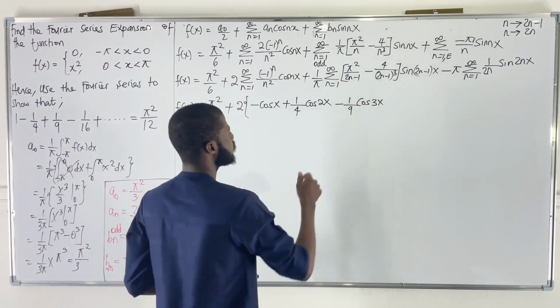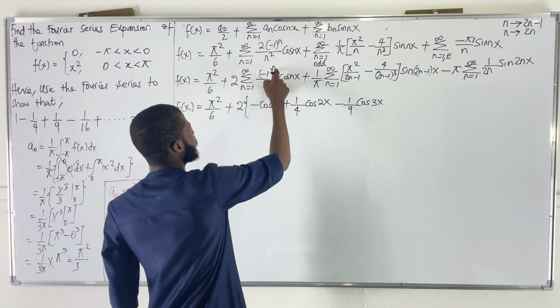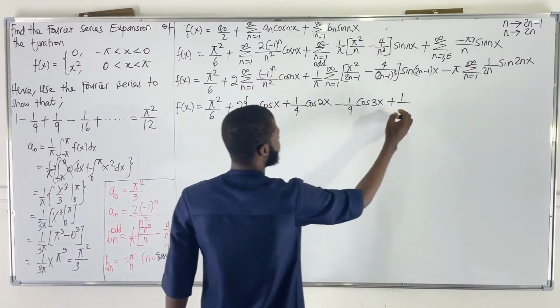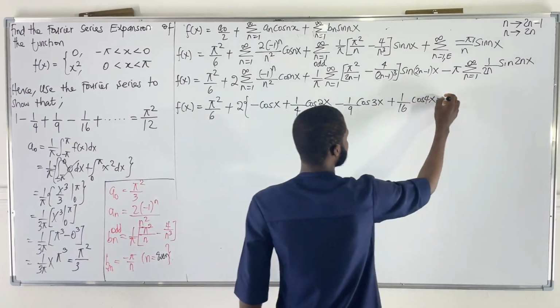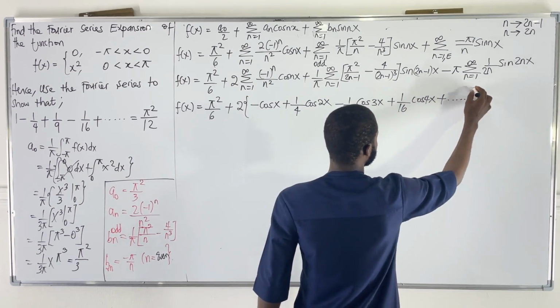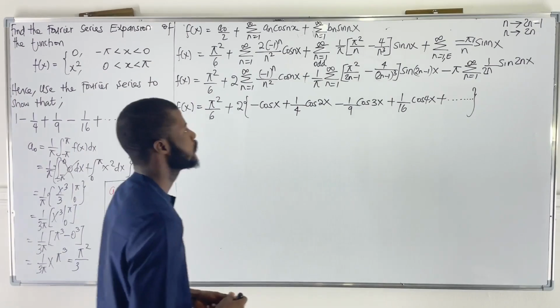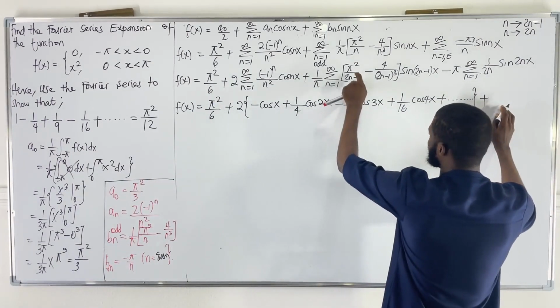Next one. Let's put in 4. Minus 1 to the power of 4 is positive. So this is plus 1 over 4 squared, that's 16 cos 4x. But you can't go on to infinity, so you say plus, just like that. That's what you do. And then plus, this guy will be bulky.